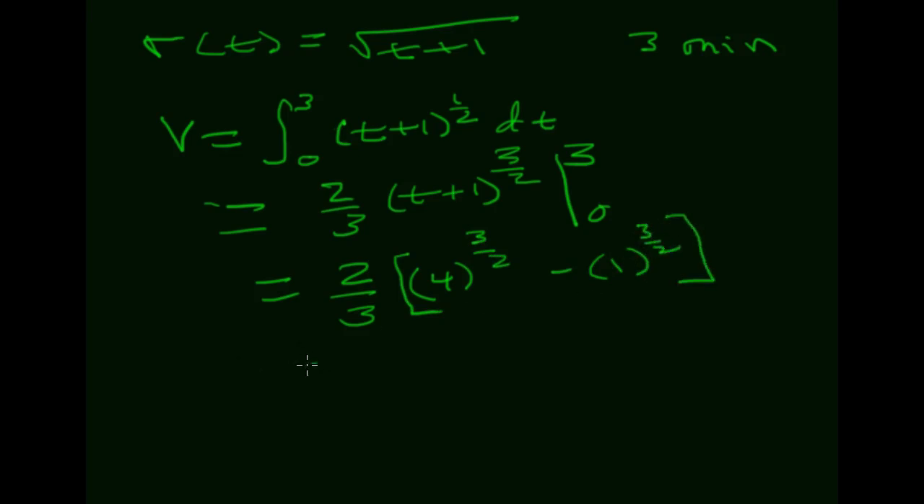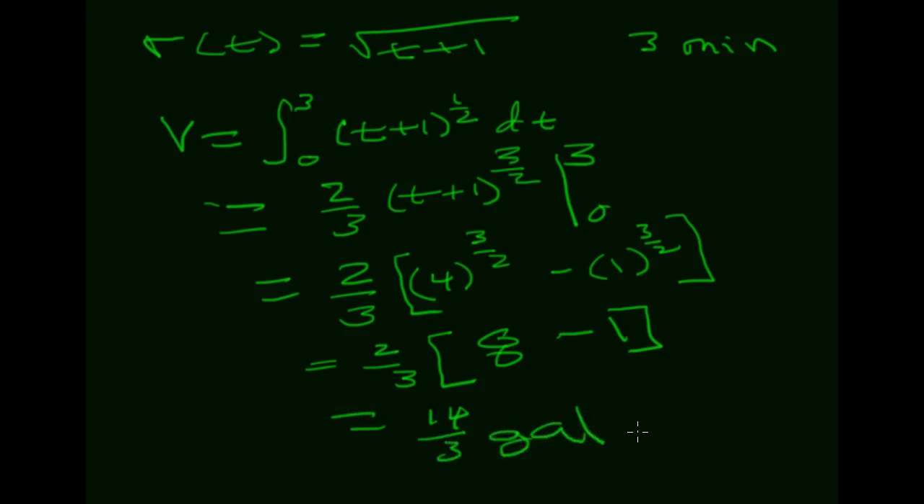And the definite integral here is going to be 2/3. The square root of 4 is 2, times 4 is 8, minus 1. So this is 7, and that's 14/3 of a gallon that have leaked out in 3 minutes. What is that? That's like 4 2/3, right? 4 2/3 gallons would have leaked out in that time. So this is the classic example of an accumulation problem.